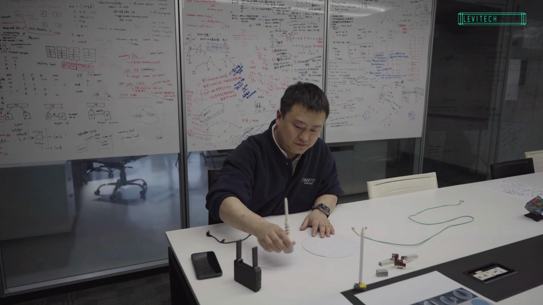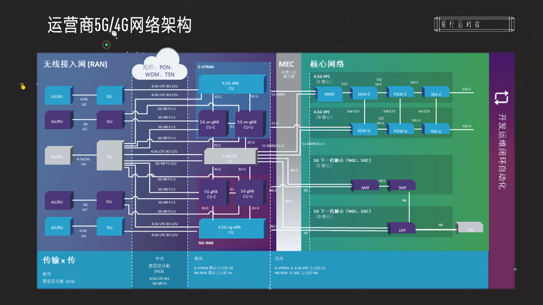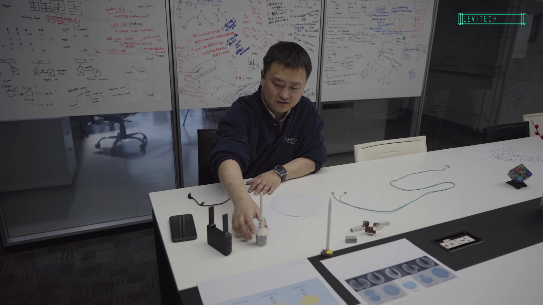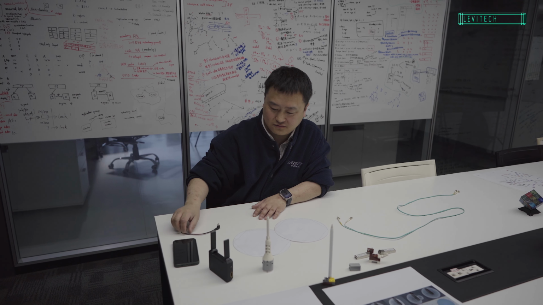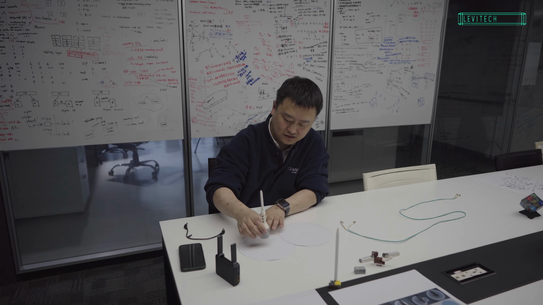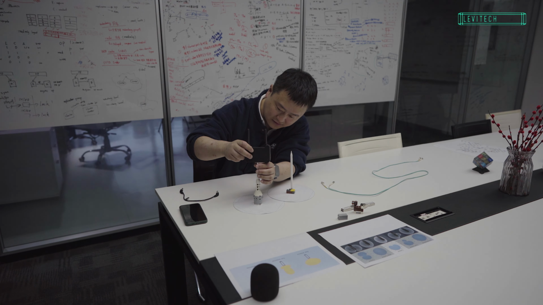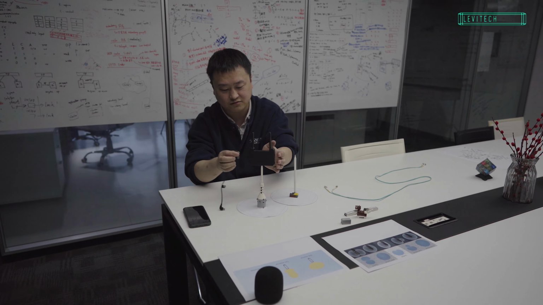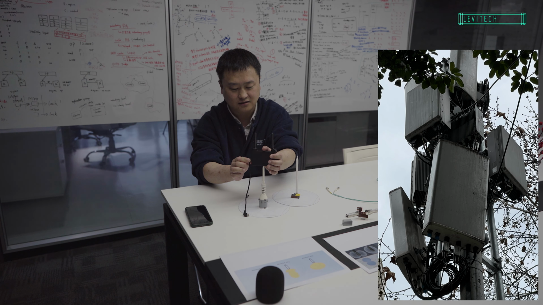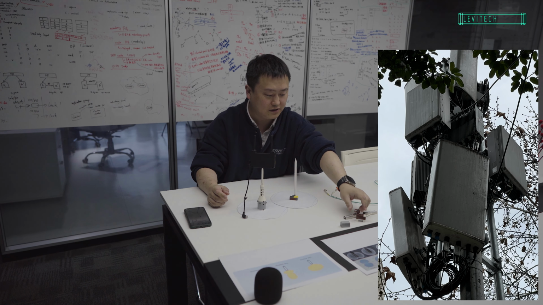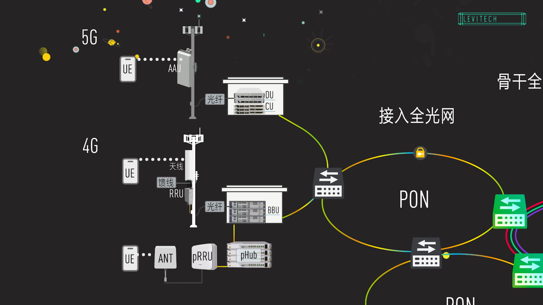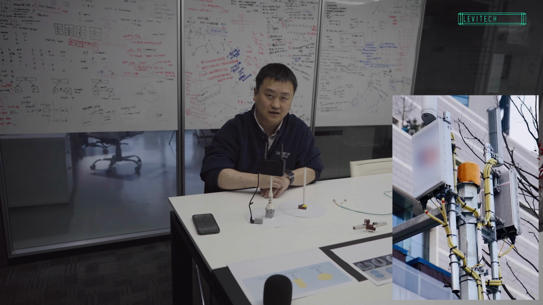Today, let's demystify the mobile operator's network, commonly referred to as 4G or 5G. I have some gadgets here representing key components of the network. First, we have the cell tower, which houses the antenna unit. In reality, multiple antenna units are typically mounted on a single tower. Each is connected to a remote radio unit via a feeder cable. Here, I have used a Lego piece to represent the remote radio unit.